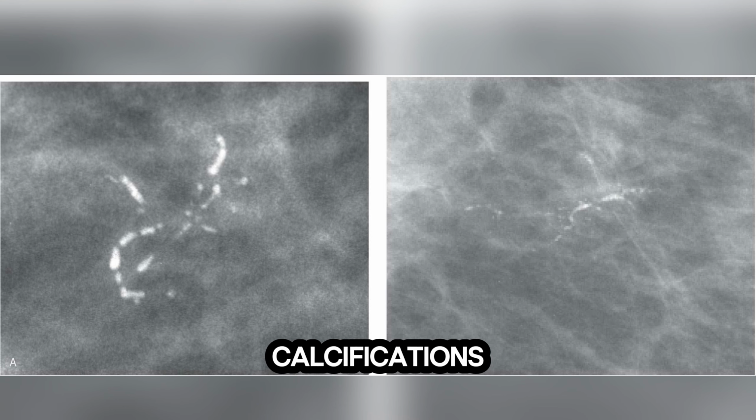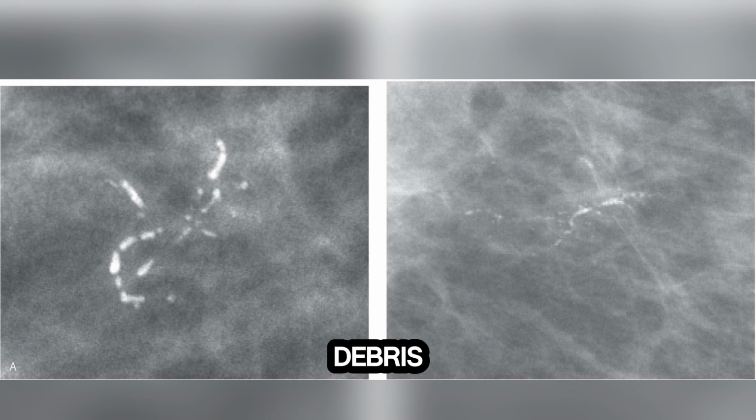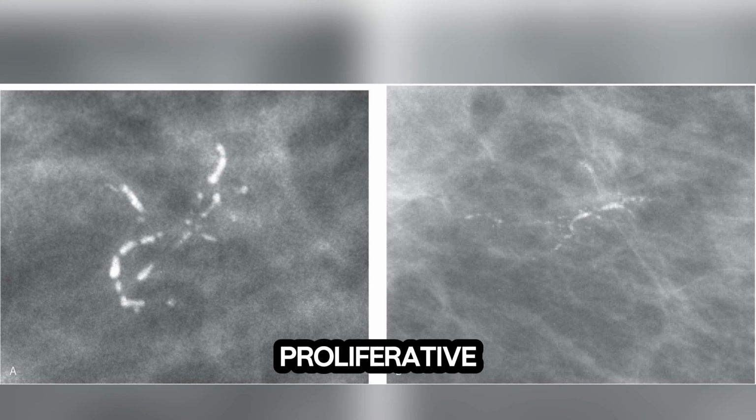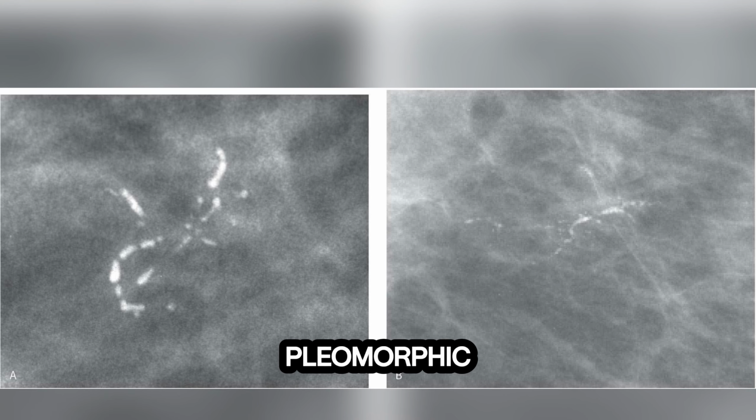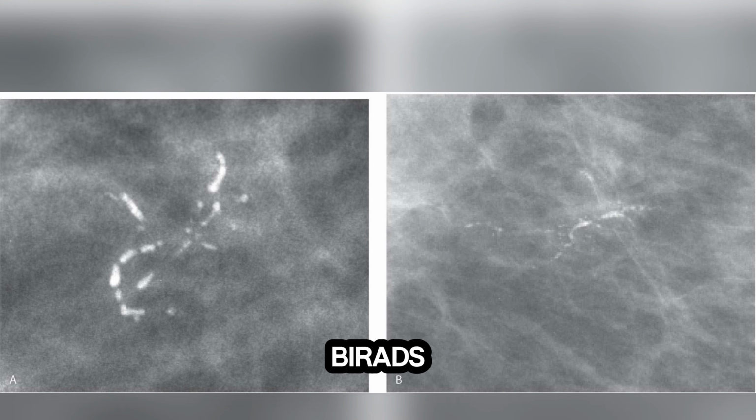These calcifications develop in intraluminal necrotic debris, reflective of the ongoing proliferative cellular process. Fine pleomorphic calcifications are also present. BIRADS 4C.